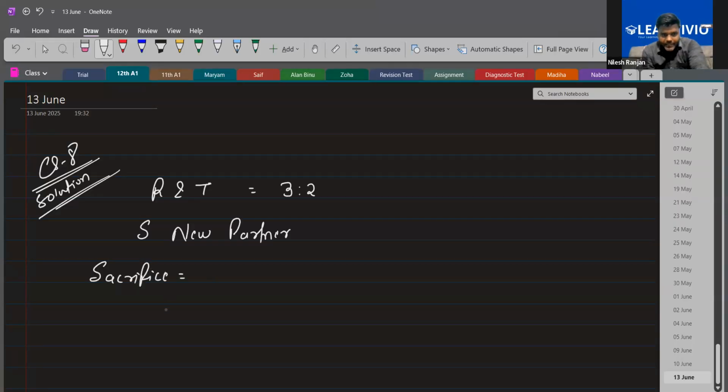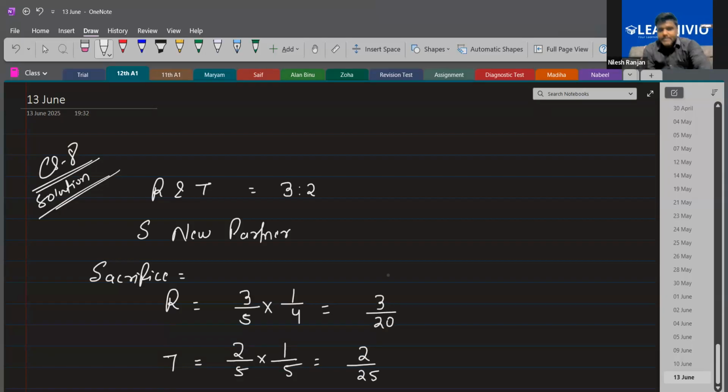For calculation of sacrifice, it will be 3/5 into 1/4 of his share. So 1/4. For T, it is 2/5 and he surrenders 1/5. So 2/5 into 1/5. So 3/20 and 2/25. This is the sacrifice.